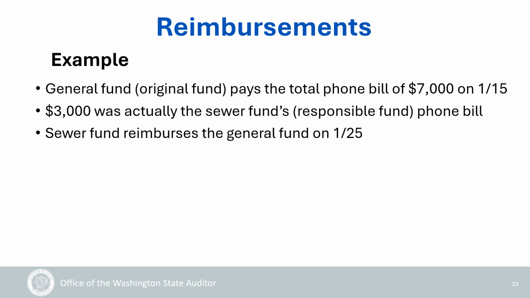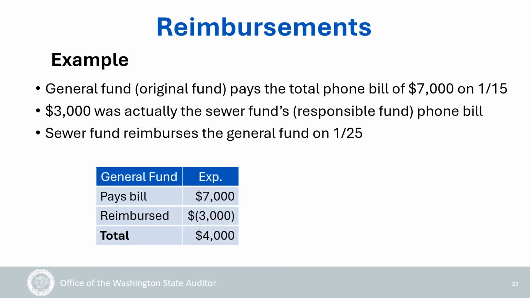Well, the general fund paid the whole bill of $7,000. But remember, $3,000 of that belongs to the sewer fund. That means we need to reduce the expenditure reported in the general fund. We want the general fund's final expenditure to only be their portion of the bill, which is $4,000.